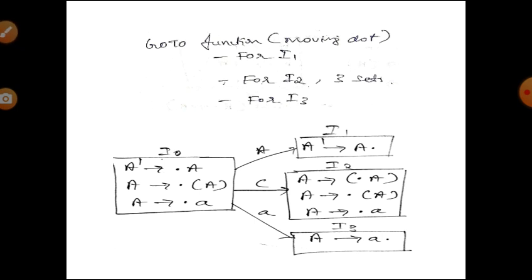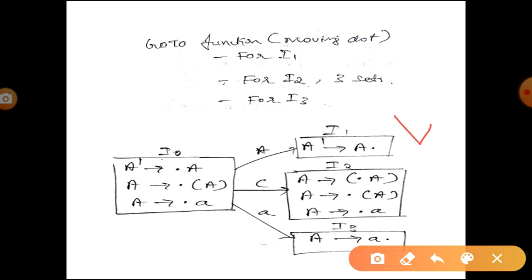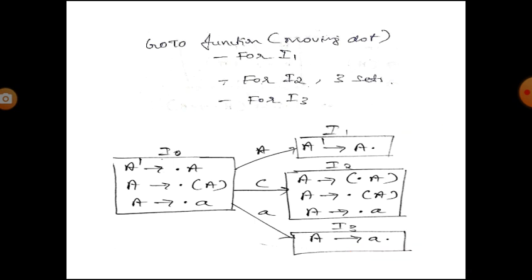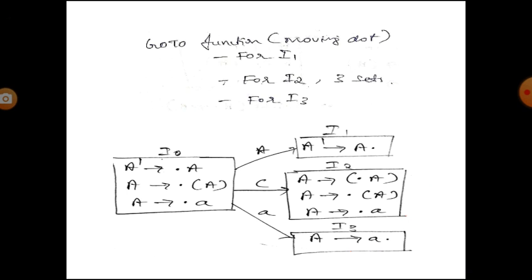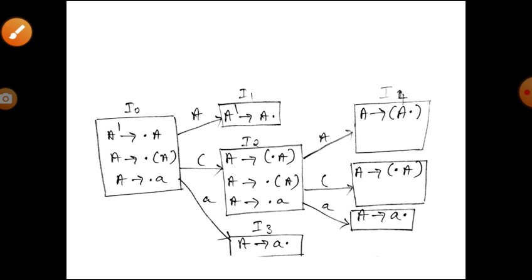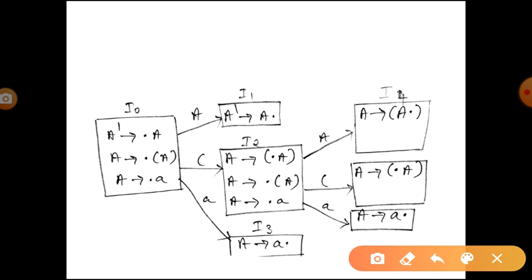What do we mean by goto? Move the dot to the right by one position. Here you can't move the dot, so with I1 you can't move. But check with set I2. Can you apply goto? Yes, because here the dot can be moved. So three times you can apply goto, like we had applied with I0. Goto with the first item, that is moving the dot after a, moving the dot after the parenthesis, moving the dot after a. So we now have 3 more sets.